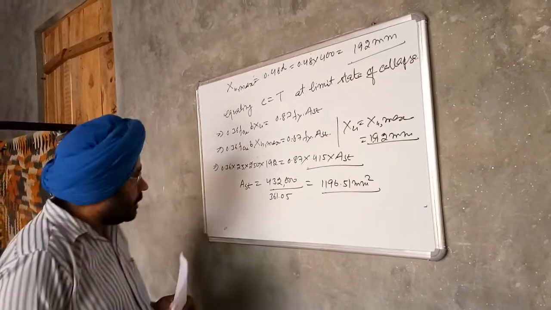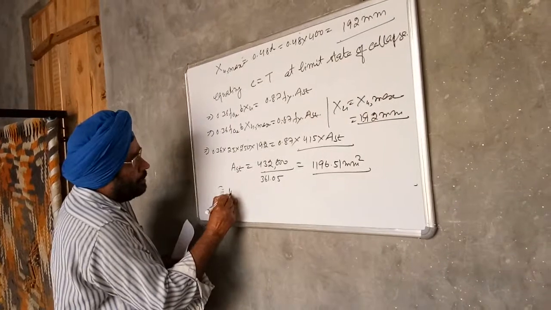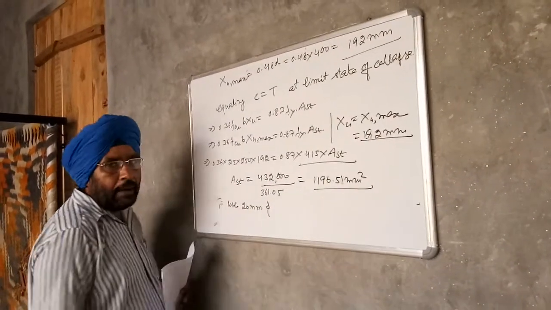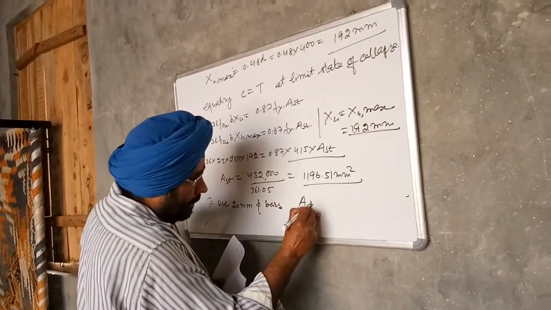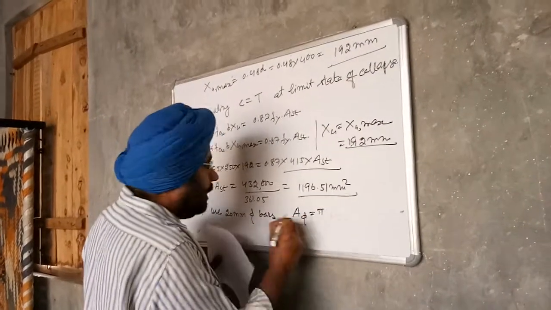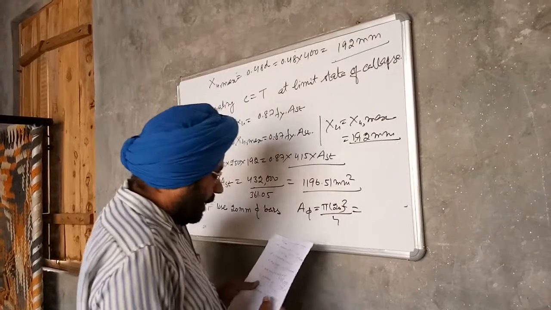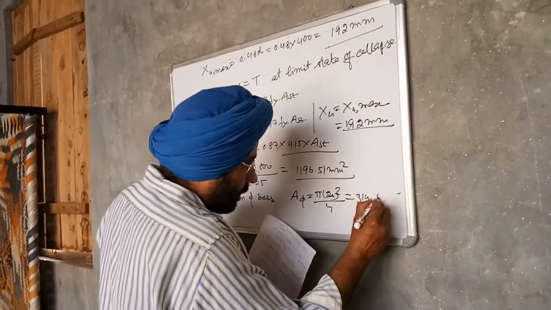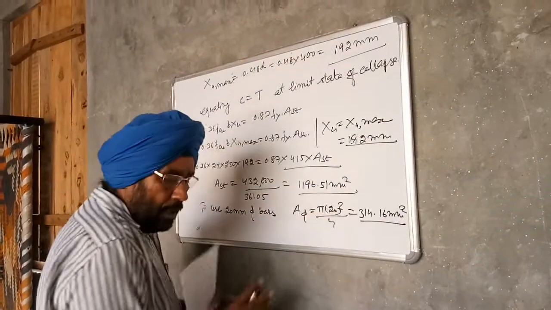So use 20 mm dia bars. Then area of the one bar, Ast means area of the one bar, pi d square by 4, pi 20 square by 4. So the value is 314.16 square millimeter. So this is the area of the one bar.